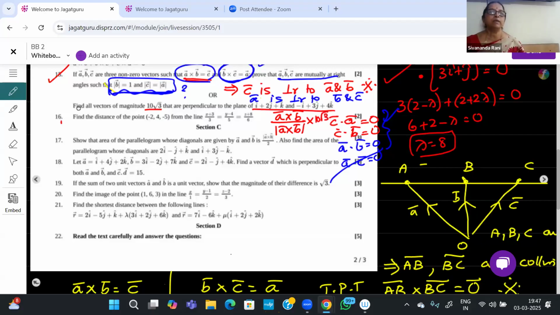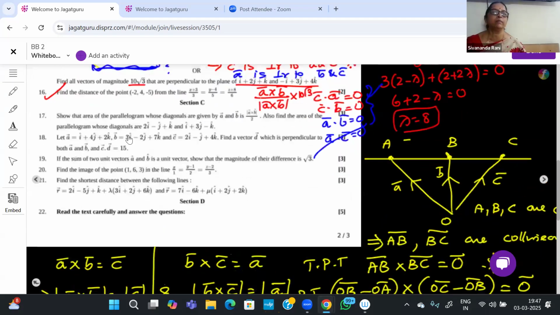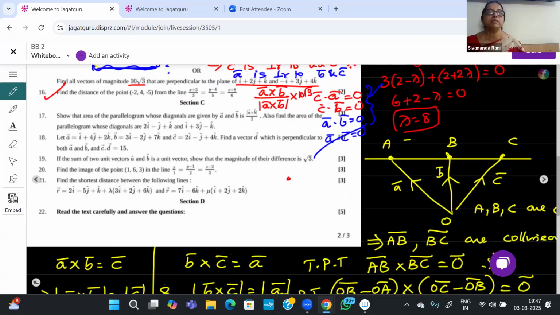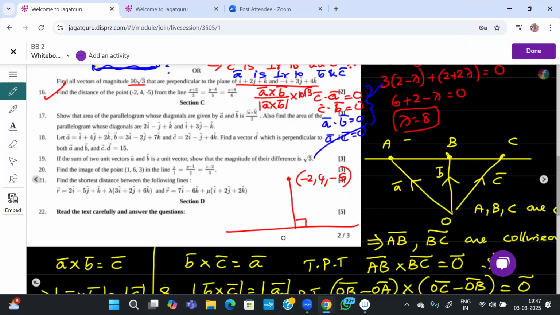Okay. Next one. Find the distance of it from this line. Can someone tell me, what is the shortest method of doing it? I want the distance of this point from this line. This perpendicular distance I want. What should I do? Dot product 0. Which dot product?